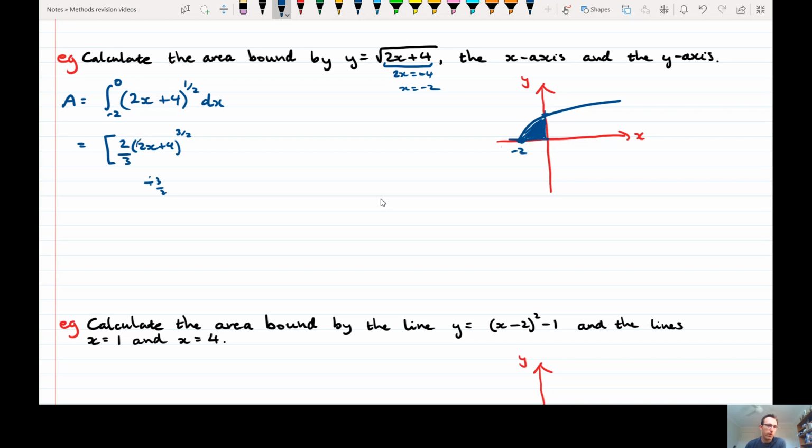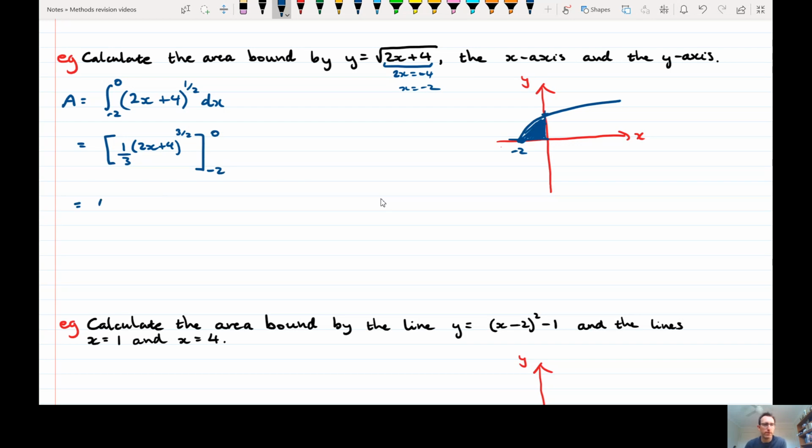But don't forget, we also need to divide by that 2 at the front, because if I differentiate, that comes out. So you have an extra 2 down the bottom, which then cancels with the 2 at the top. So what you really end up with is a 1/3 appearing here, because half of 2/3 is 1/3, and put -2 and 0 in here.